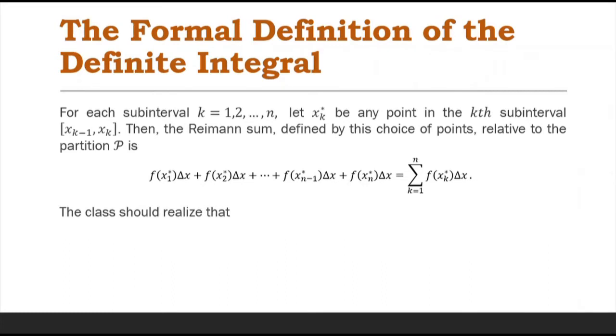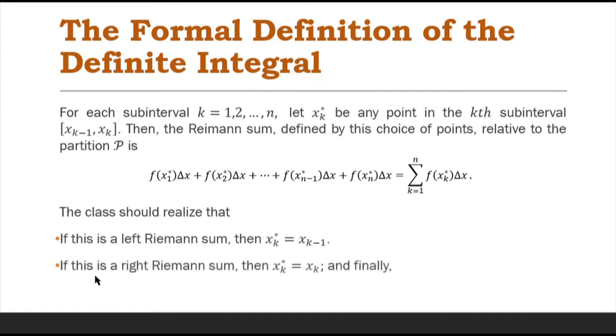The class should realize that if this is a left Riemann sum, then x asterisk k is equal to x sub k minus 1. If this is a right Riemann sum, then x asterisk k is equal to x sub k. And finally, if this is a midpoint Riemann sum, then x asterisk k is equal to 1/2 of x sub k plus x sub k minus 1.